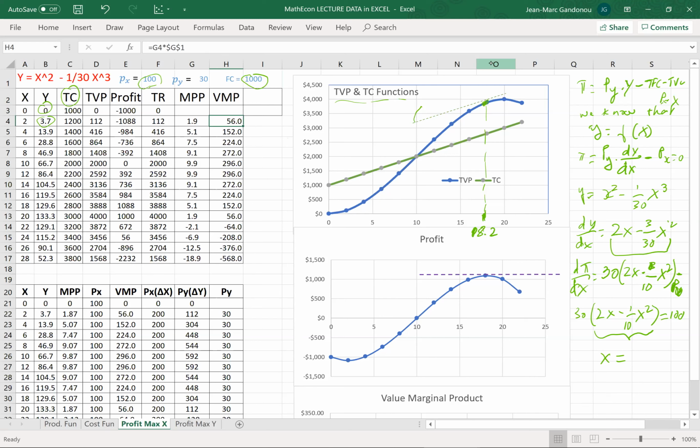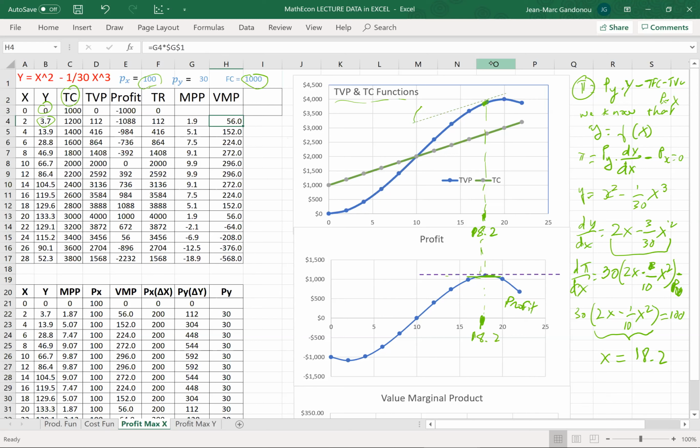And so on the profit function, this is profit, and it is going to be the maximum point on the profit function, because we want to know what input level I am going to use to maximize my profit. And that's what we derive here. That's 18.2, basically by deriving profit and finding the optimum level that is here.